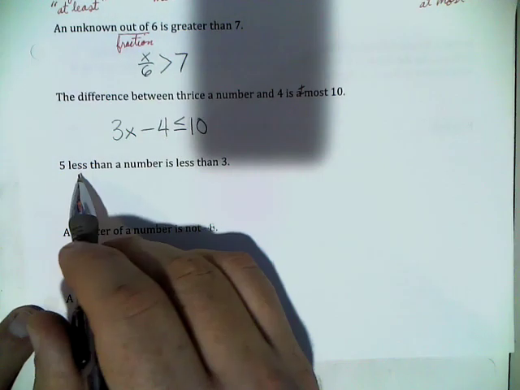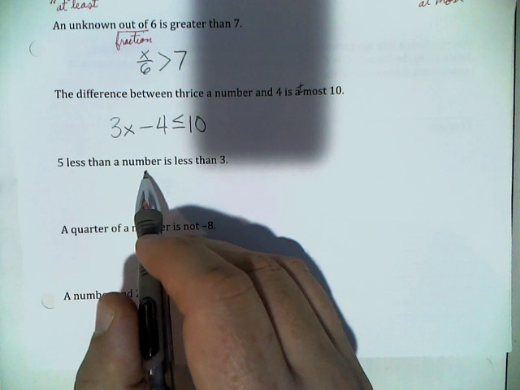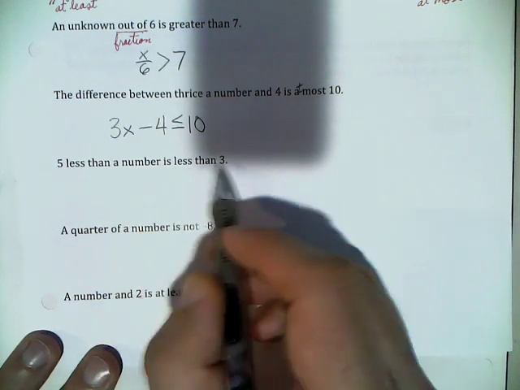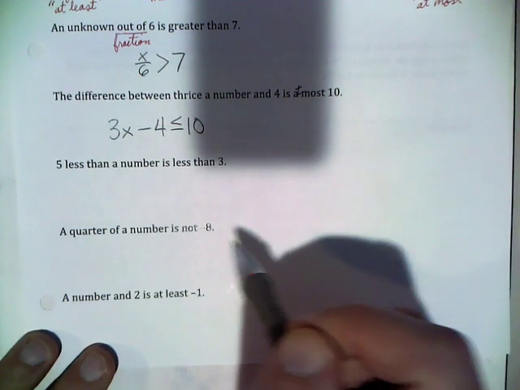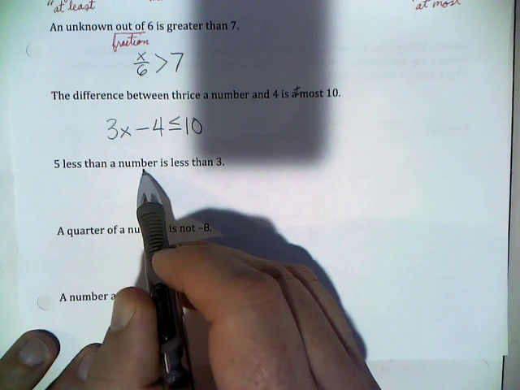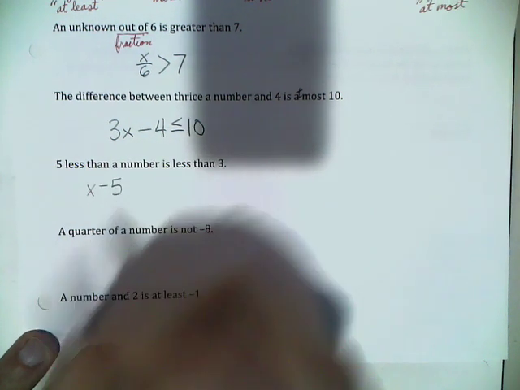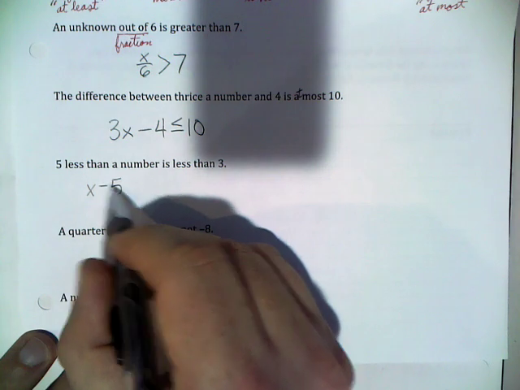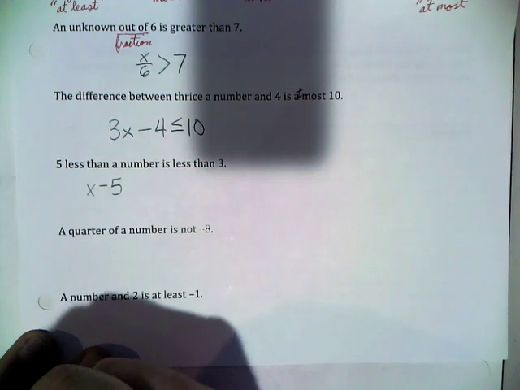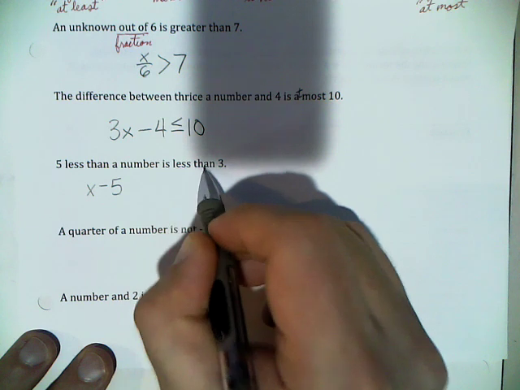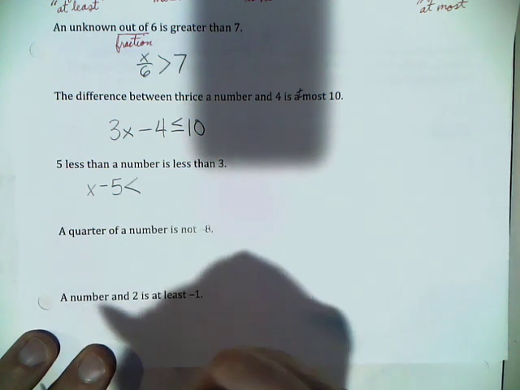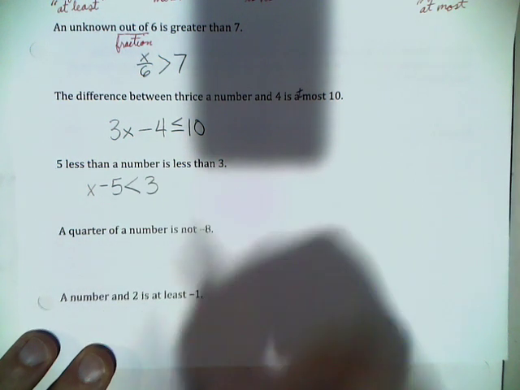Moving on to the next one. 5 less than a number is less than 3. Lots of less thans there. First of all, 5 less than a number is actually telling us x minus 5. And then is less than, that's going to be our actual less than symbol, 3.